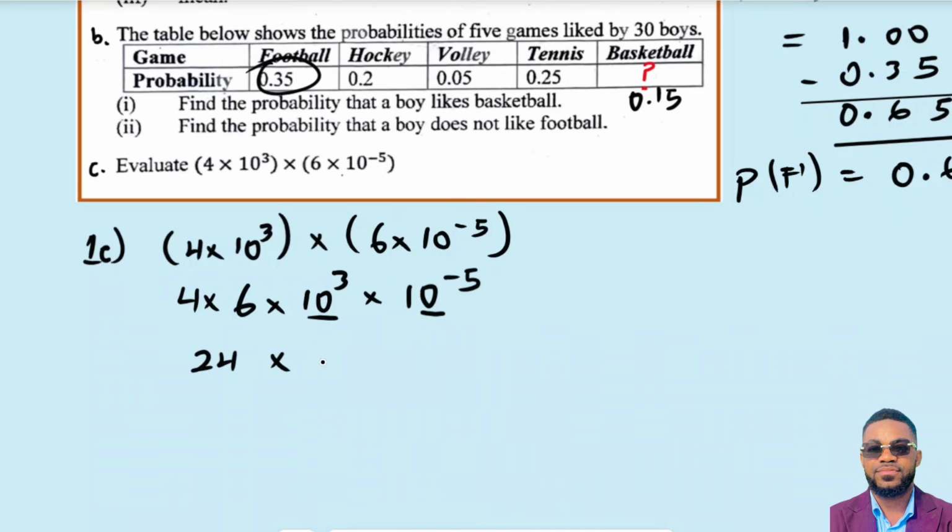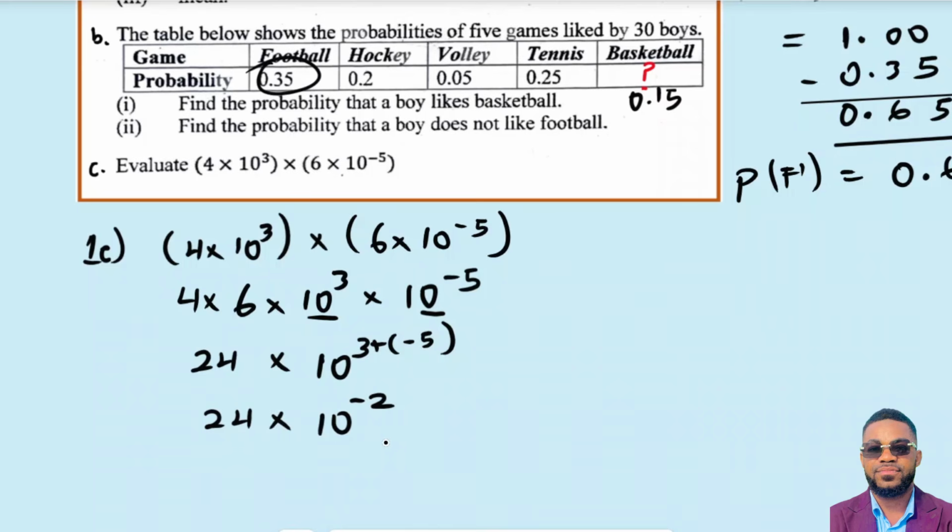That is why I rearranged it like this, so that I can use the laws of indices for them. So you just have to take one of the bases, which is 10. And according to the law, when we are multiplying, we add the exponents. So that's going to be 3 plus negative 5. So that will give me 24 times 10 exponent 3 plus negative 5, which means 3 minus 5, which is going to be negative 2.